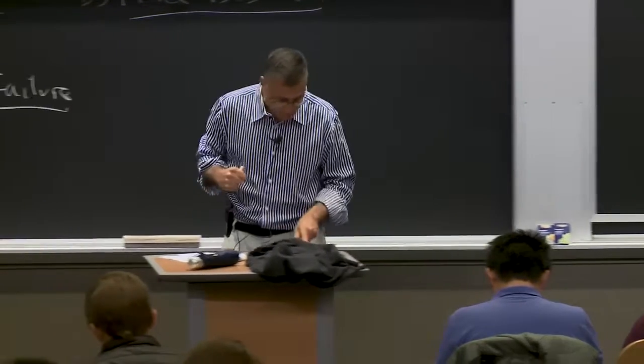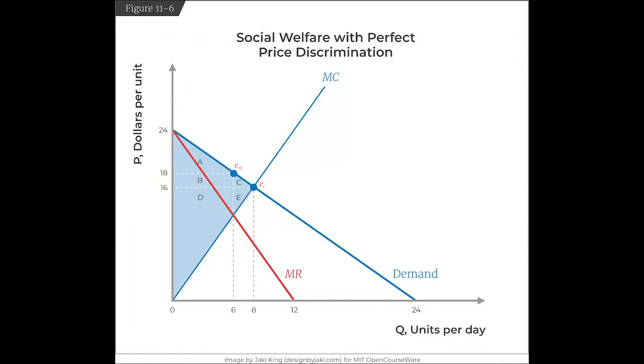So for the first unit, you charge 5. For the second unit, you charge 4. And for the sixth unit, you charge 18. Now, the previous monopolist stopped at 6. Why did he stop at 6? Because to sell the 7th unit would have lost him money. He would have had to lower the price on all previous units.